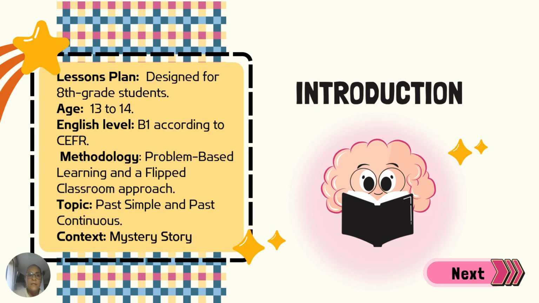Okay, so today I'll be presenting a lesson plan designed for 8th grade students. They are between 13 to 14 years old and their English is approximately B1 according to the CEFR. This lesson integrates problem-based learning and the flipped classroom approach, focusing on the past simple and past continuous, through an engaging story, like a mystery story called The Case of the Missing Necklace.